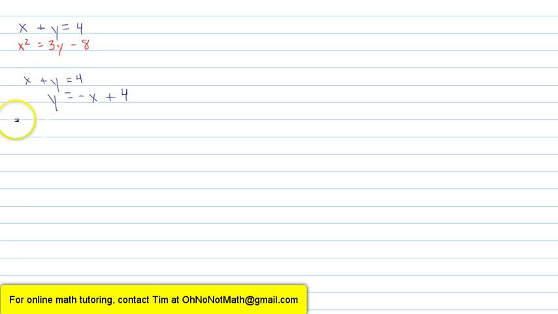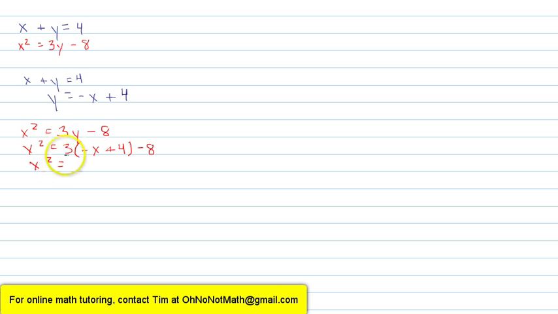So let me rewrite the second equation. X squared equals 3y minus 8. X squared equals 3 times, substitute the negative x plus 4 in for the y, negative x plus 4, minus 8.